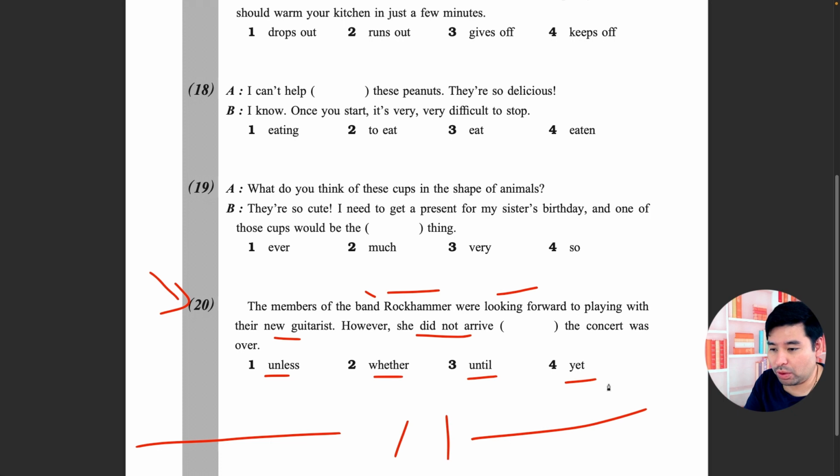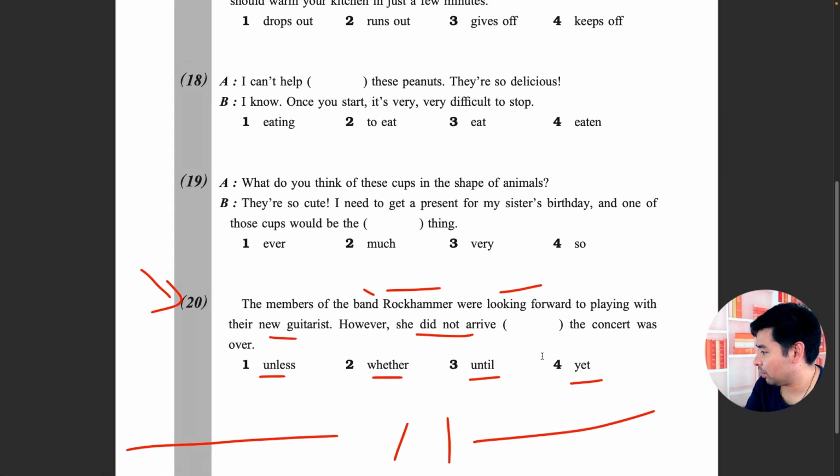So which word would be the best one here? Let's analyze it. The members of the band Rock Hammer were looking forward to playing with their new guitarist. So they were willing to play with. Maybe they had already scheduled that concert. However gives the idea of a contrast, similar to but. She did not arrive. No. The concert was over. So probably the idea here is that she did not arrive until the concert was over, like until the end of the day.